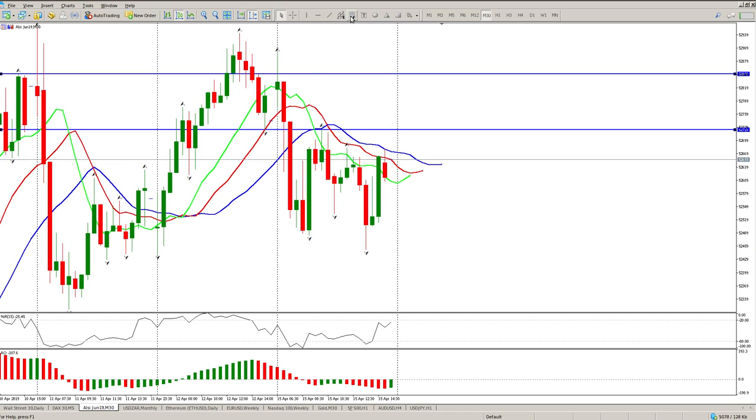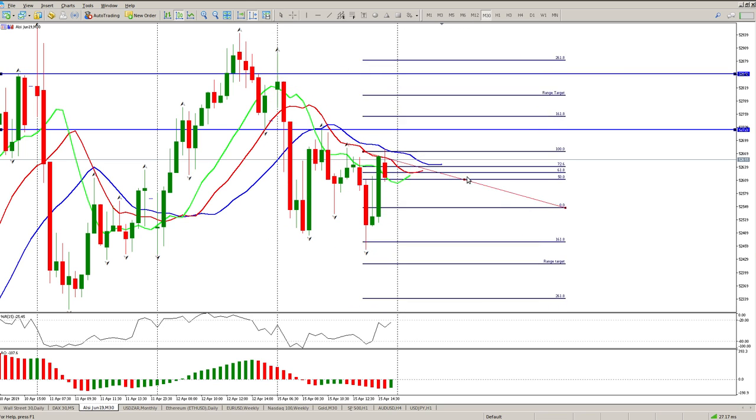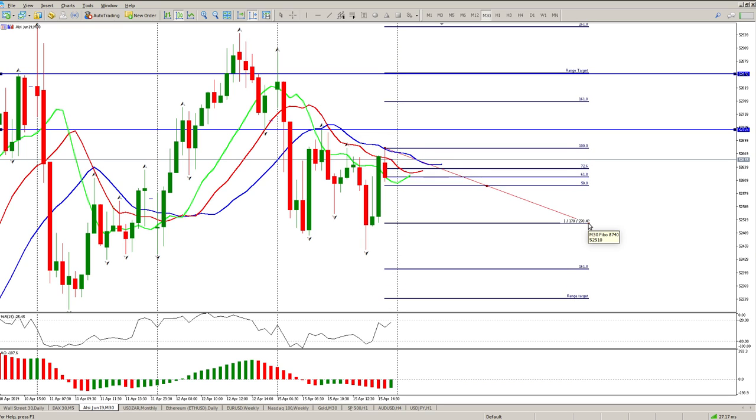Okay, so if we just have a look at what actually played out, you'll see that we hit the range target and we hit the 261 extension. Okay, so that was a fairly good short trade, as was expected yesterday, and I think today is more of the same. So what we need to do is look at the closing range strategy and trade it as we see it.